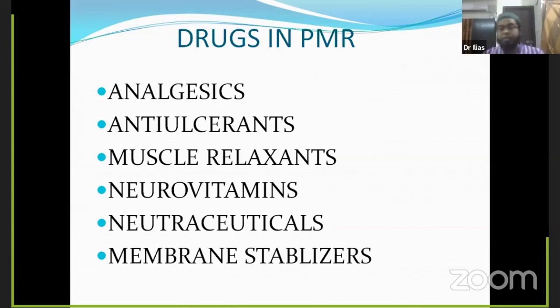Actually, without prescribing the neurovitamins, we can't have the total regeneration or the neuroplasticity of the brain. So these drugs must be prescribed to this kind of patients. We prescribe the neurovitamins in the form of vitamin B1, B6, and B12, or sometimes we prescribe alpha lipoic acid. Alpha lipoic acid works like an antioxidant of the neurons.